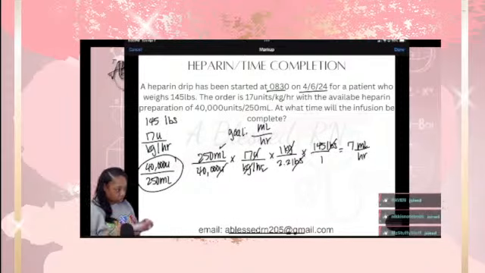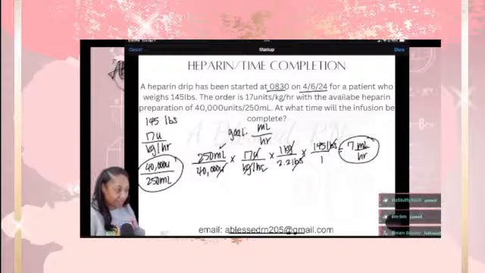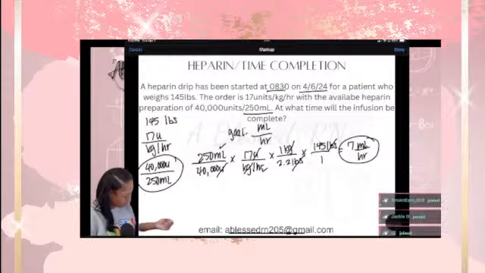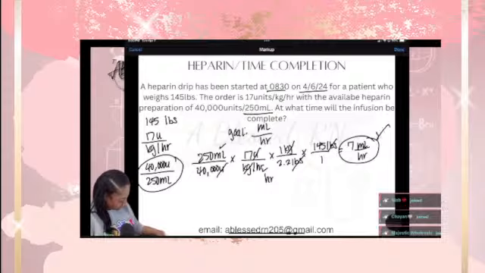So if we have this going at 7 milliliters per hour, and we have a 250 milliliter bag, we need to see how long will that take. So if we're looking for hours, we'll take this and flip it. So we'll have hours over 7 ml.